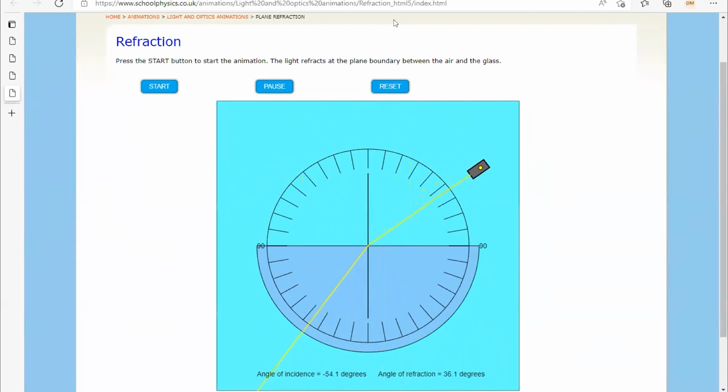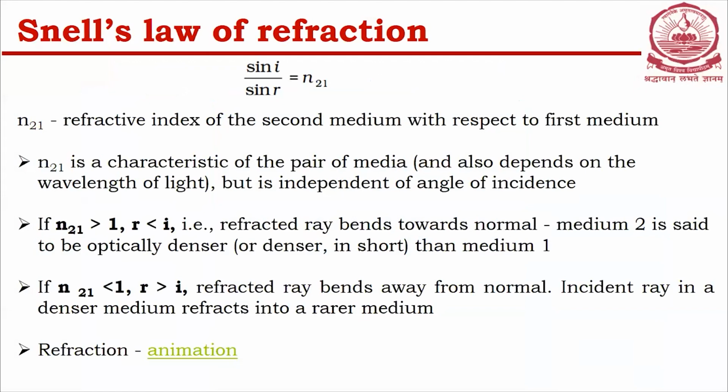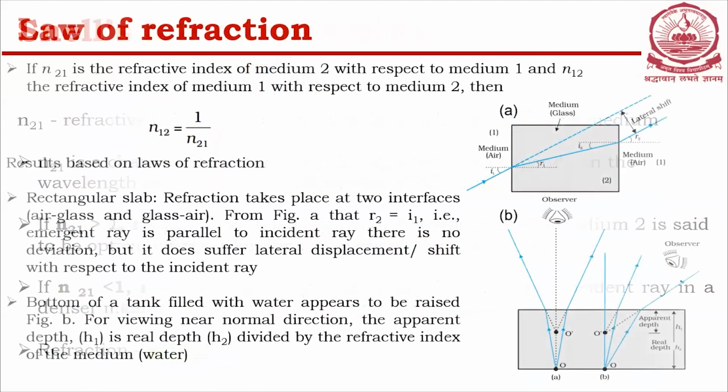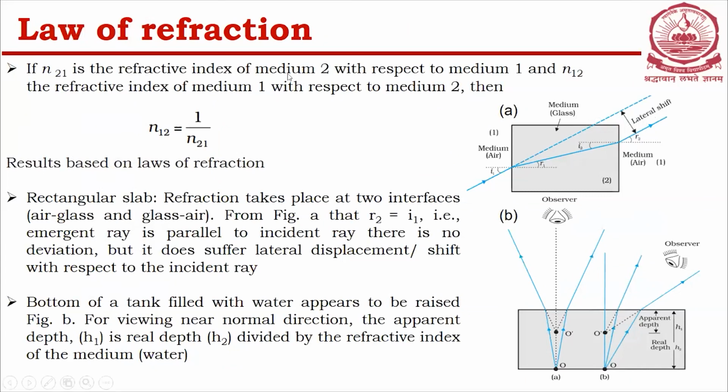Okay. So we'll go back to the presentation again. So the law of refraction. You can see that N21 is the refractive index of medium 2 with respect to medium 1, and N12 is the refractive index of medium 1 with respect to medium 2. And then N12 is equal to 1 over N21. So this is the way you can connect it.